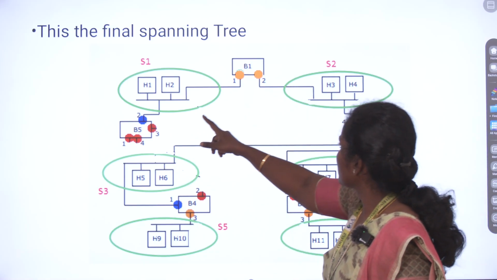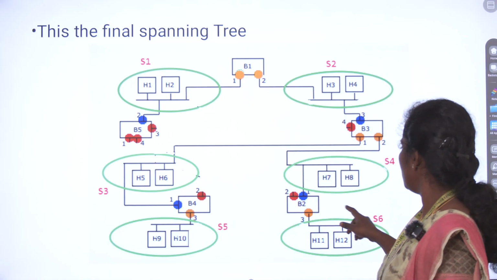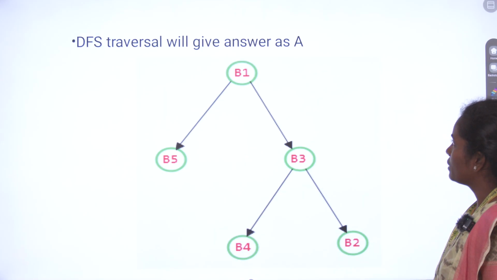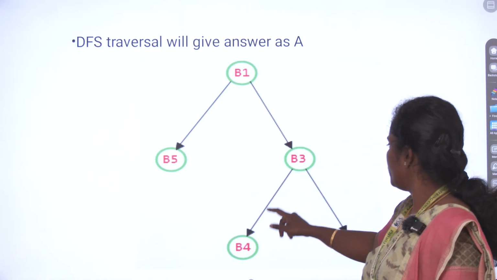That is, B1 is connected with B5 and then B3. B3 is connected with B4 and then B2. We will get the spanning tree like this: B1, B5; B1, B3; B3, B4, B2.